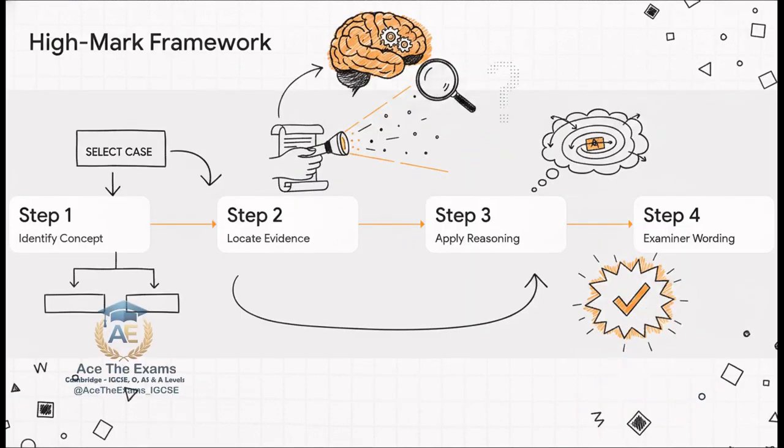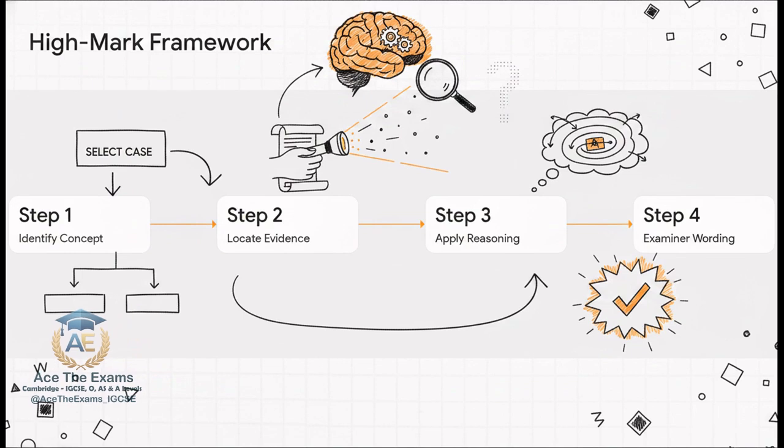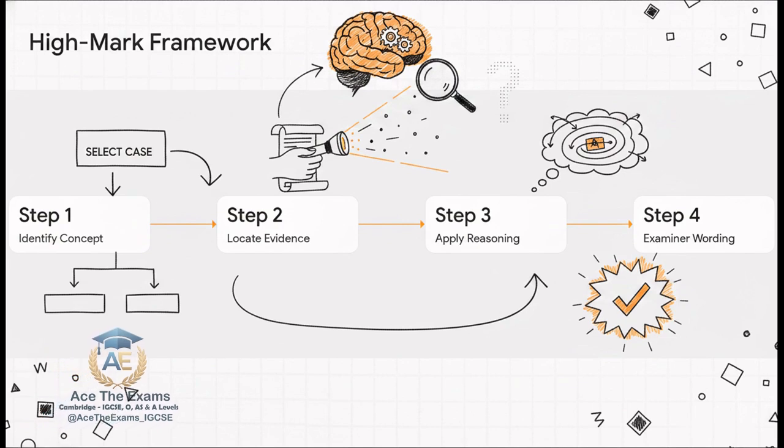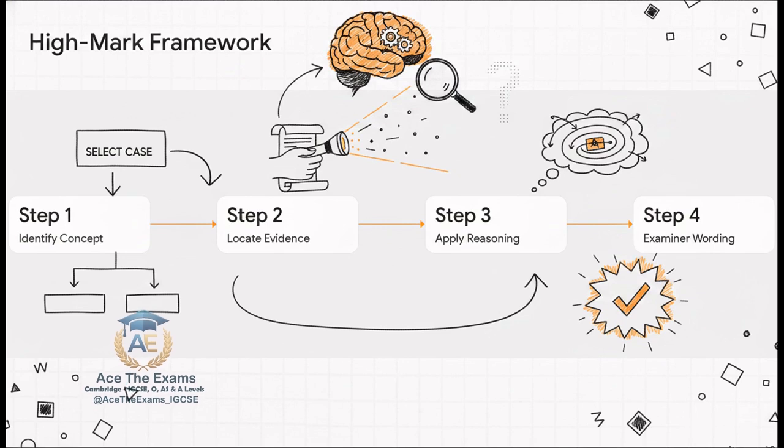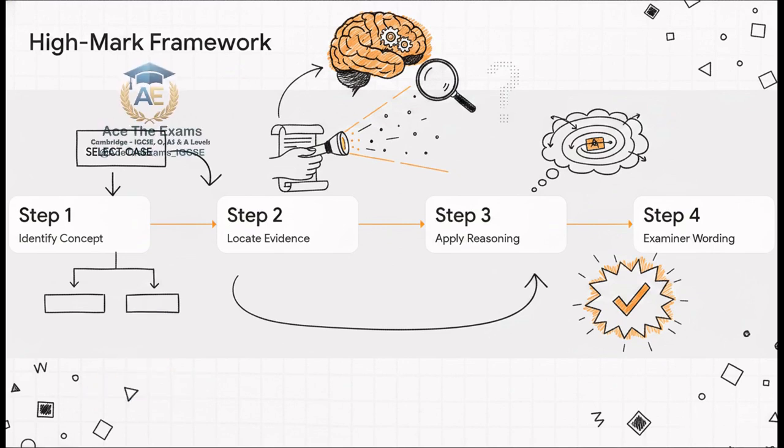To make that hidden clue incredibly obvious, we really need a mental model. We call this the high mark framework. Step 1. Identify the underlying concept, which, in our current case, is selection. Step 2. Locate the exact evidence or data in the scenario they give you. Step 3. Apply your logical, scientific reasoning. And finally, Step 4. Output your answer using precise examiner wording. I promise you, if you follow this 4-step loop, those generic, zero-mark answers will just disappear.